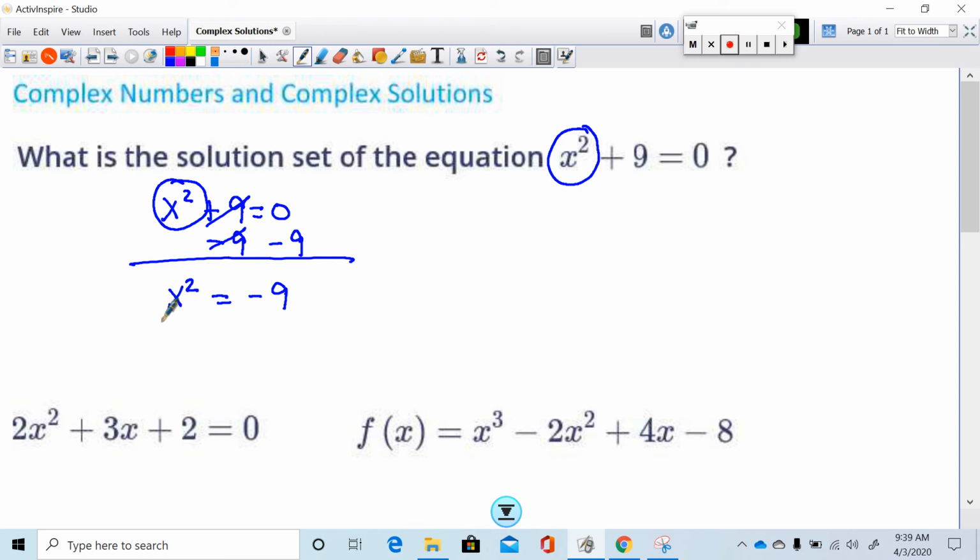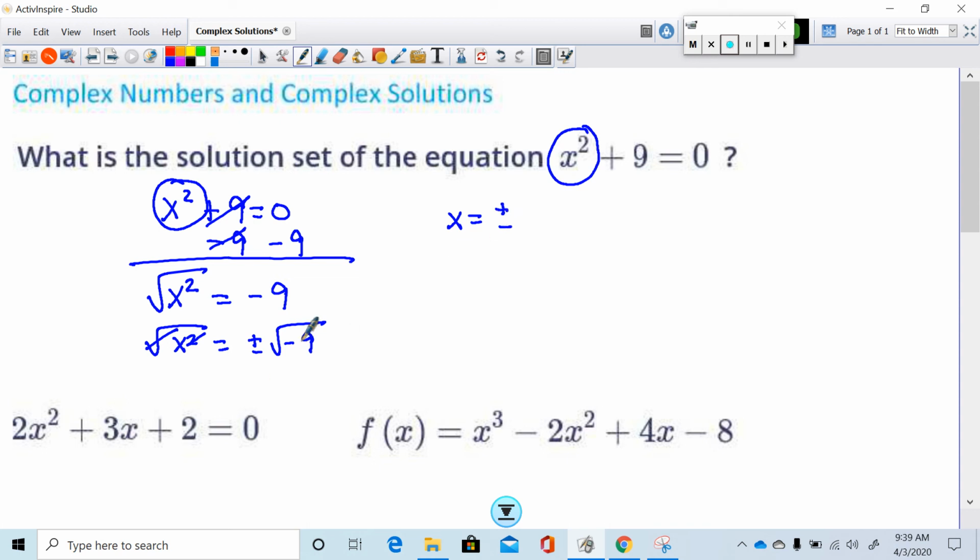To get rid of a square, you do the opposite, you square root. But when you take the square root of a constant on the other side, you have to do plus or minus. So opposites cancel. So x equals plus or minus.